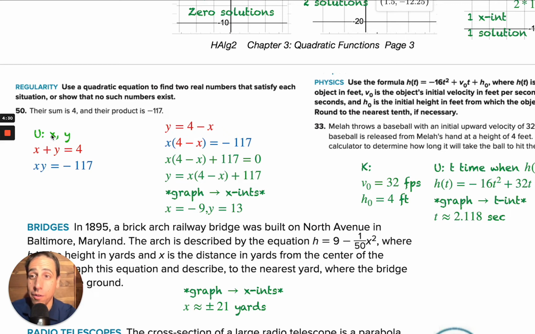Well, I don't know what the numbers are. We'll call them x and y. Very important to choose letters from the alphabet on this one, because you can't write equations without it. So when the sum is 4, it looks like this, and when their product is -117, it looks like this.